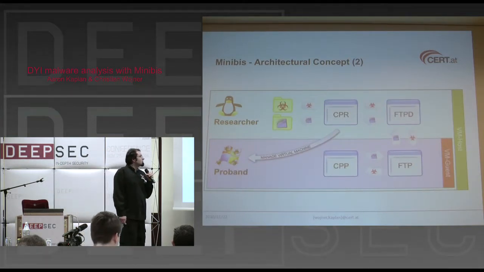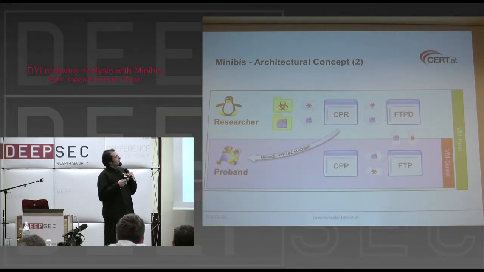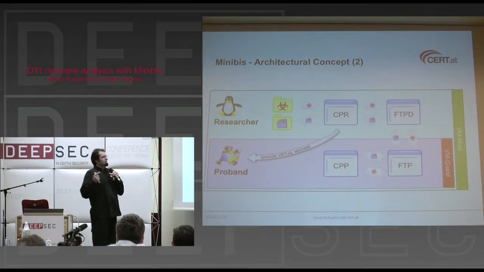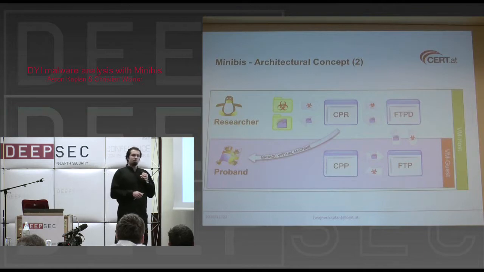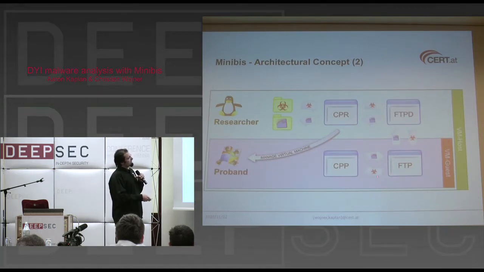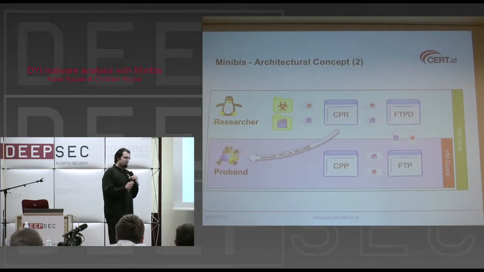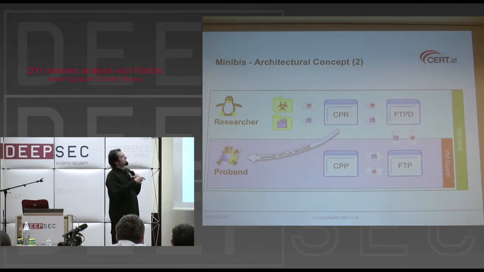Okay, the concept then got a little bit bigger. I needed two things. One thing is I have two isolated systems, and I need to transfer information between them. So that's why FTP is on board. And of course, both of these systems, as I already said, are isolated. They need a controller process which acts together.